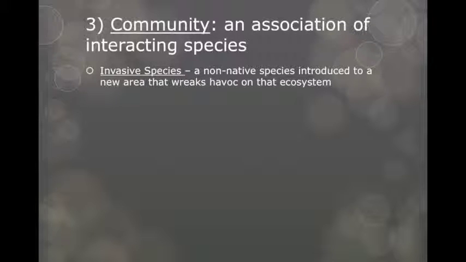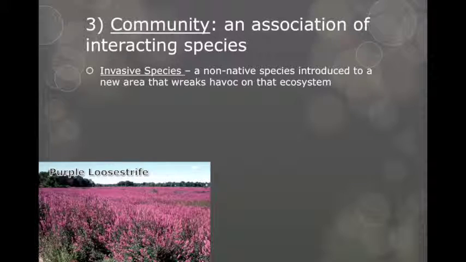Next is invasive species. An invasive species is a non-native species introduced to a new area that wreaks havoc on that ecosystem. And humans are often instrumental in helping to distribute invasive species. One example of a plant-based invasive species is something called purple loosestrife. You can see in this picture here, it's actually a really pretty flower. But you can also see in this picture that this purple loosestrife population expands way out and far in back of where the person who's taking the picture is standing.